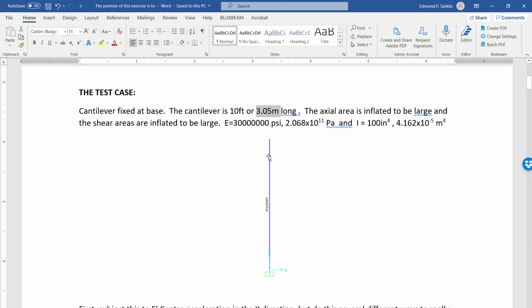I made the cross-sectional area very large and the shear area very large so that I would have a classic 3EI over L cubed stiffness for the lateral stiffness of the cantilever. If you don't understand that, go back to your structural mechanics courses, okay? So I made it steel. I used a reasonable moment of inertia. Here it is in imperial units. Here it is in metric units. That's not important right now.